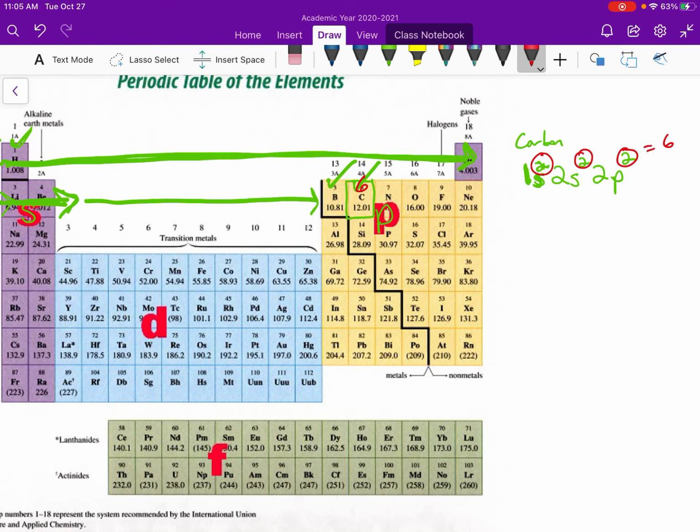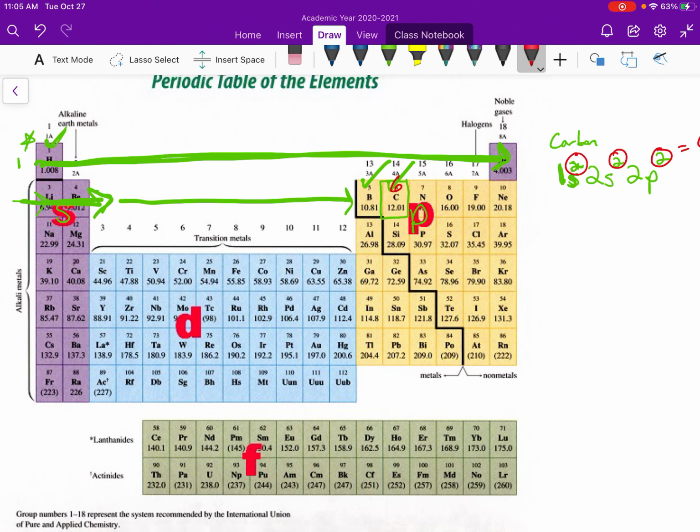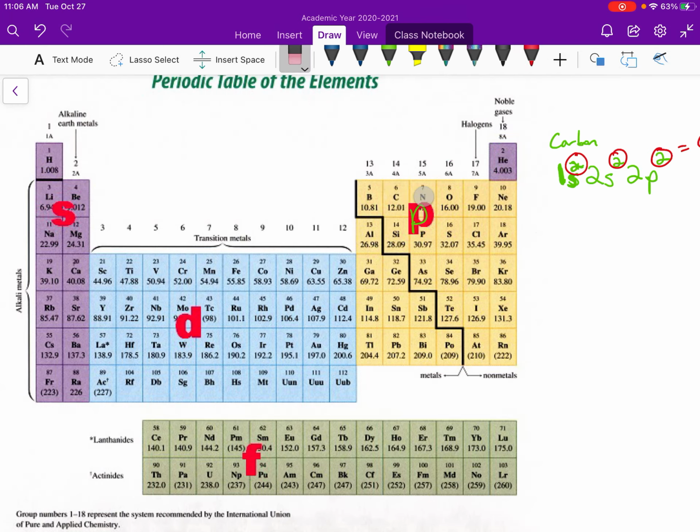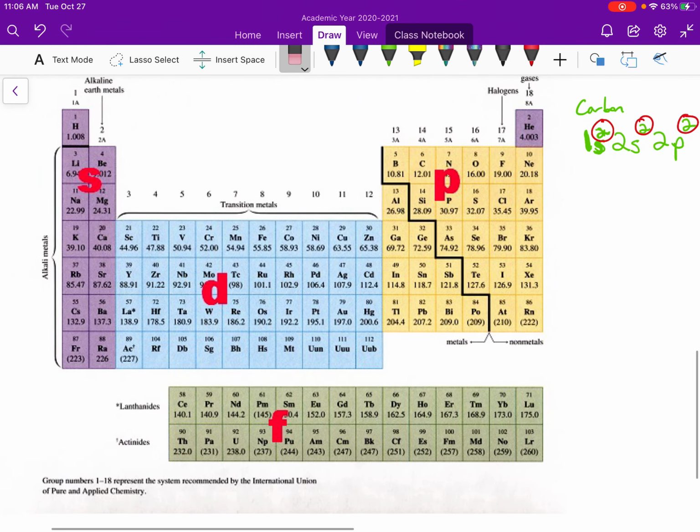Okay? So that's how we do it. We just literally read right to left, and write down everything that you cross through. Where it gets a little bit messy is in the D and the F block.